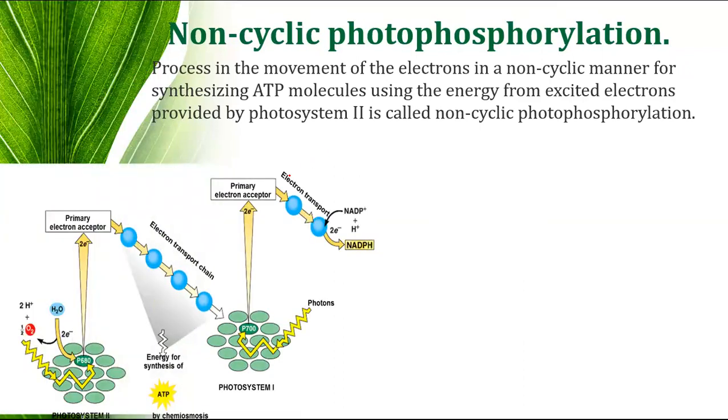In non-cyclic photophosphorylation, the movement of the electron is downhill in terms of the oxidation-reduction reaction. Here two photosystems are used, that is photosystem II and photosystem I. In photosystem II, this is a chlorophyll molecule, they absorb the light energy, and then the electron gets excited.